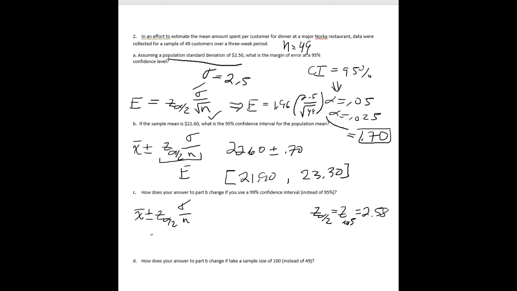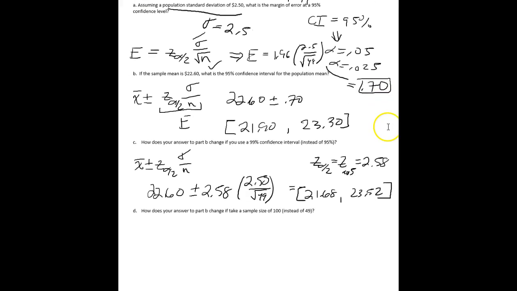So then we get 22.60 plus or minus 2.58 times 2.5 over the square root of 49, or 7. And this just gives us an interval of 21.68 to 23.52.